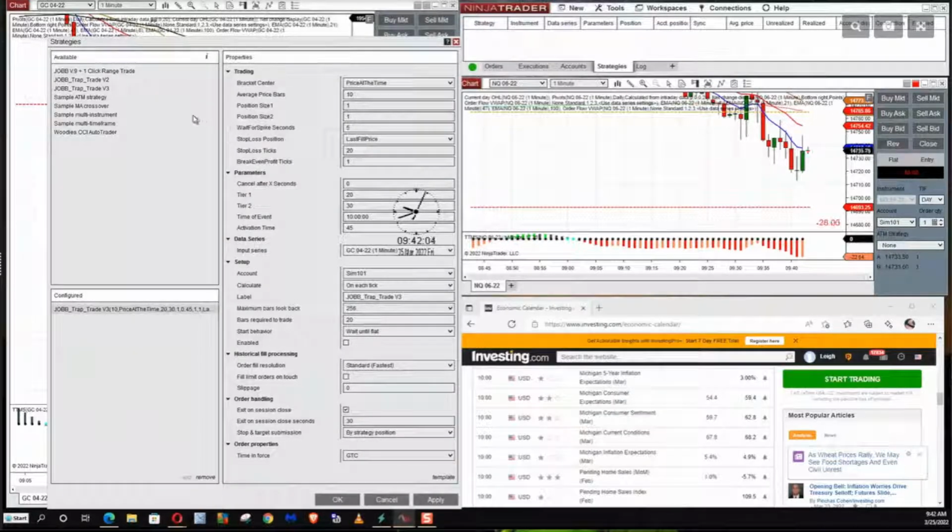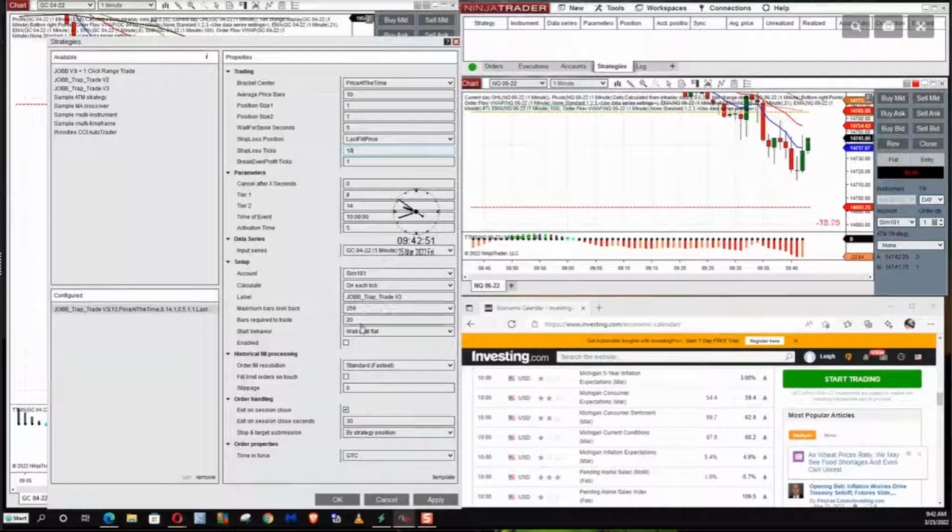My tiers are 8 and 14. My activation preparation seconds is 5. The time of the event is 10 o'clock. And my stop is 18. Bracket center is the default price at the time. Average price bar is default 10. Wait for spike 5. One position in each.